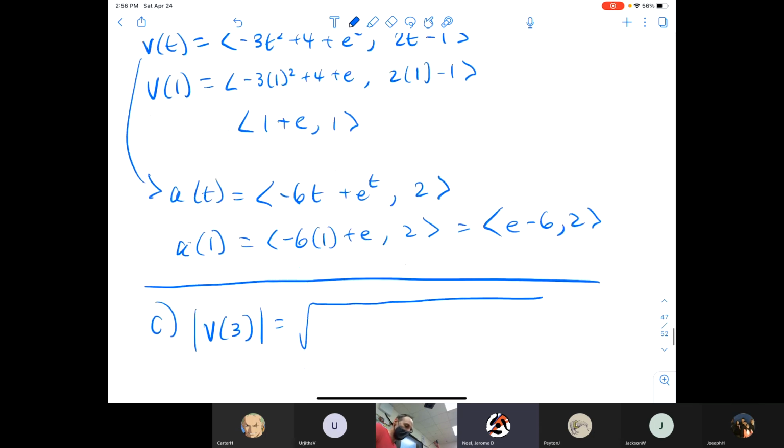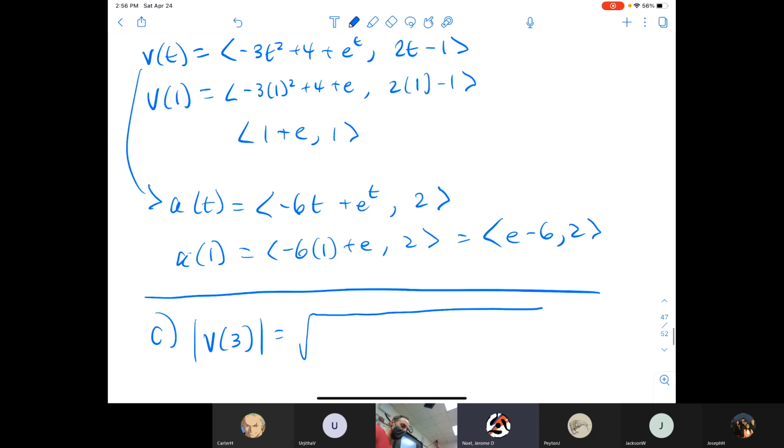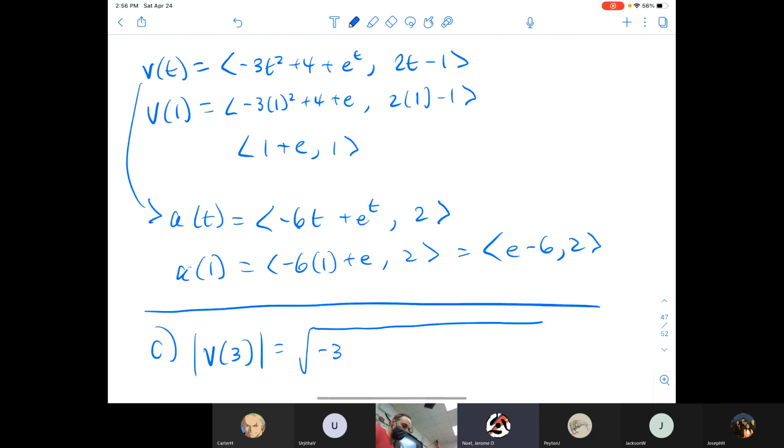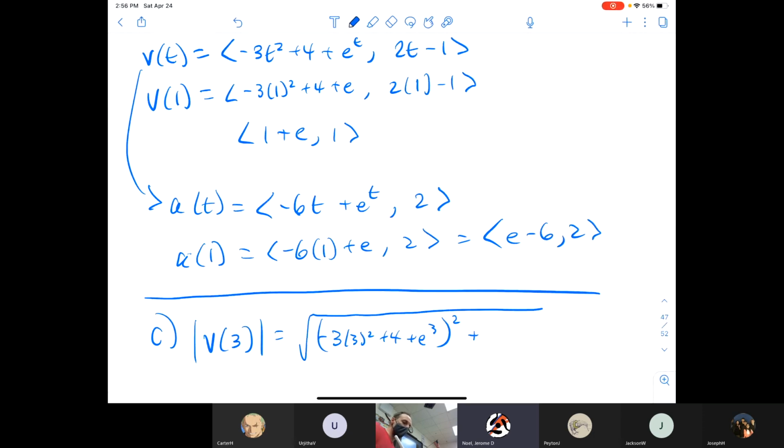dx, so -3t squared. Since we already have our derivatives right here, we can just plug in our 3's as we go, right? So -3 times 3 squared plus 4 plus e to the third power, all of that squared. Plus, and then do the same thing for the y's. This one's a little bit easier. 2 times 3 minus 1, all of that squared. It's just straight calculator.